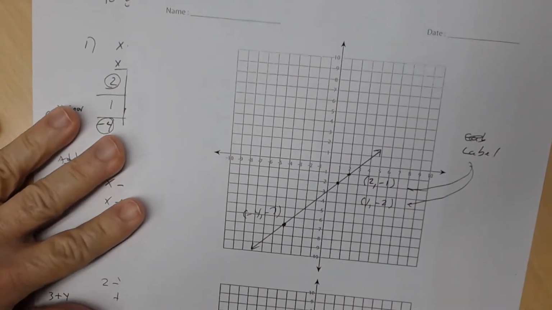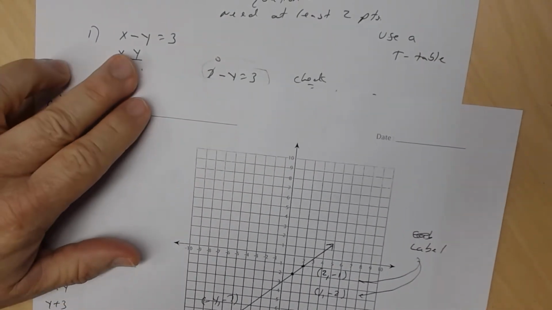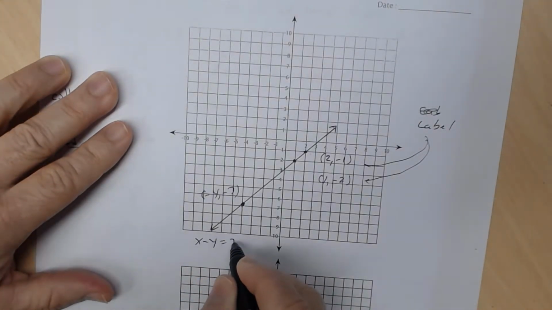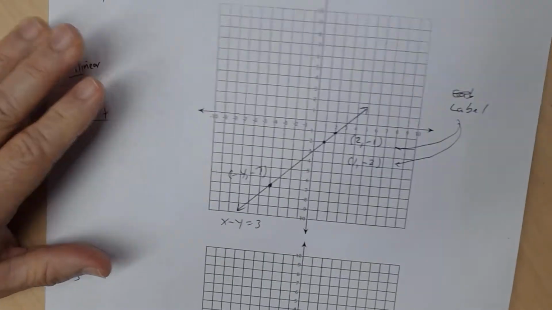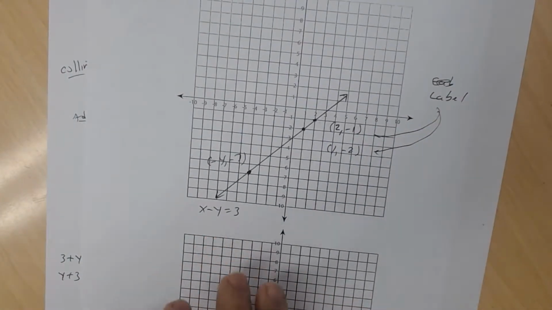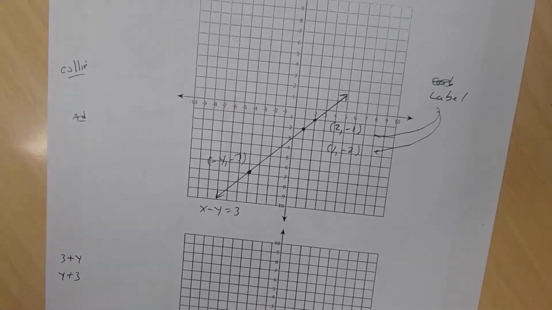Okay, so that's the graph right here. This is the graph of x minus y equal 3. All right, let's look at another one. Okay, let's look at this line. Suppose we had y equal 6x. Okay, y equal 6x.